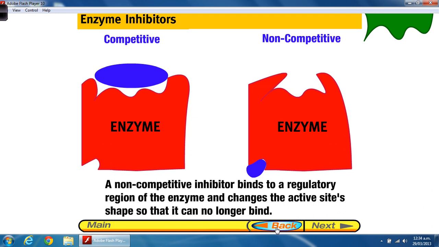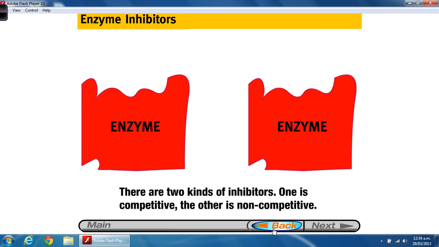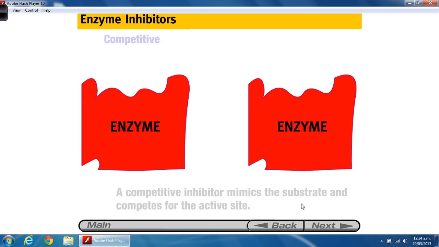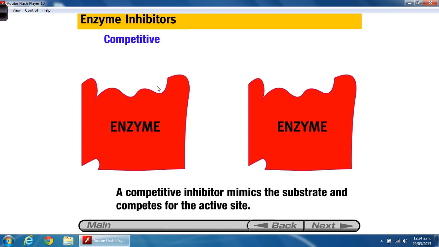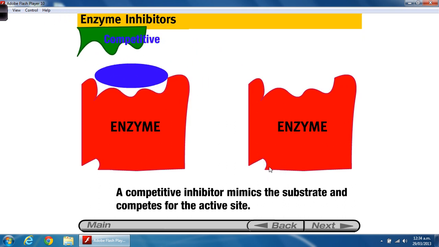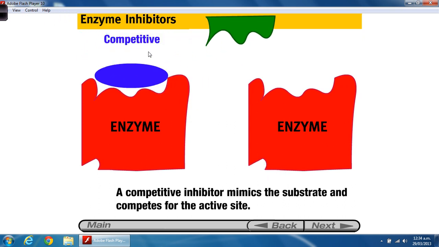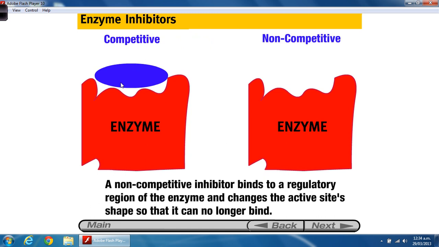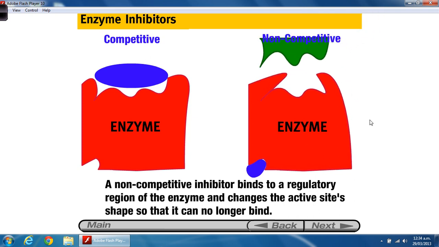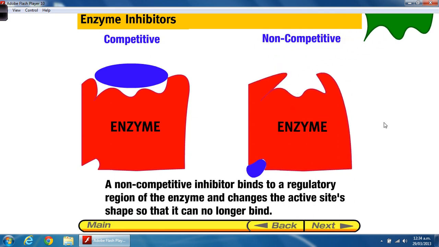Just quickly again: a competitive inhibitor binds to the active site, and a non-competitive inhibitor binds to a regulatory region. With the competitive inhibitor here, you can see it competing with the substrate, and the non-competitive inhibitor binds to a regulatory region and essentially changes the shape of the active site.